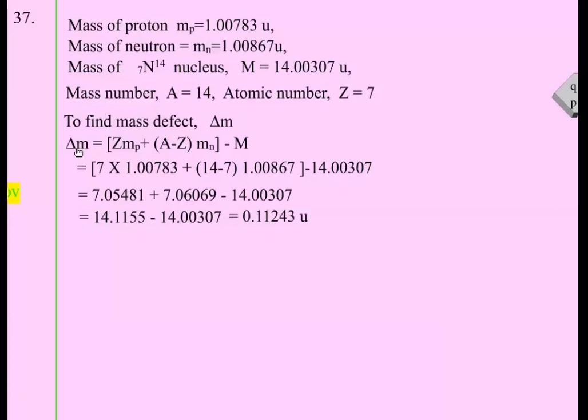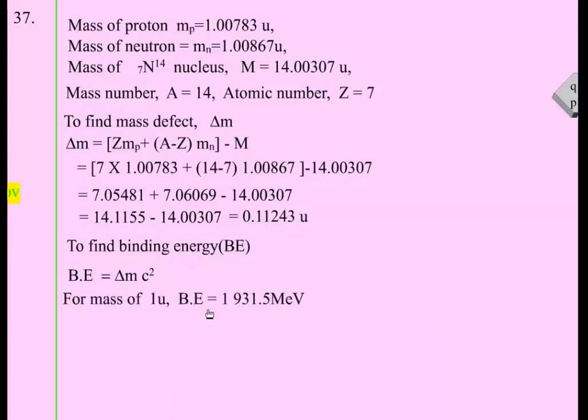By knowing this, we can calculate binding energy. According to Einstein's equation, binding energy is equal to Δm c². Here, Δm is the mass defect and c is the velocity of light, 3 × 10^8 m/s. And of course we know the binding energy of 1 AMU is equal to 931.5 mega electron volt.